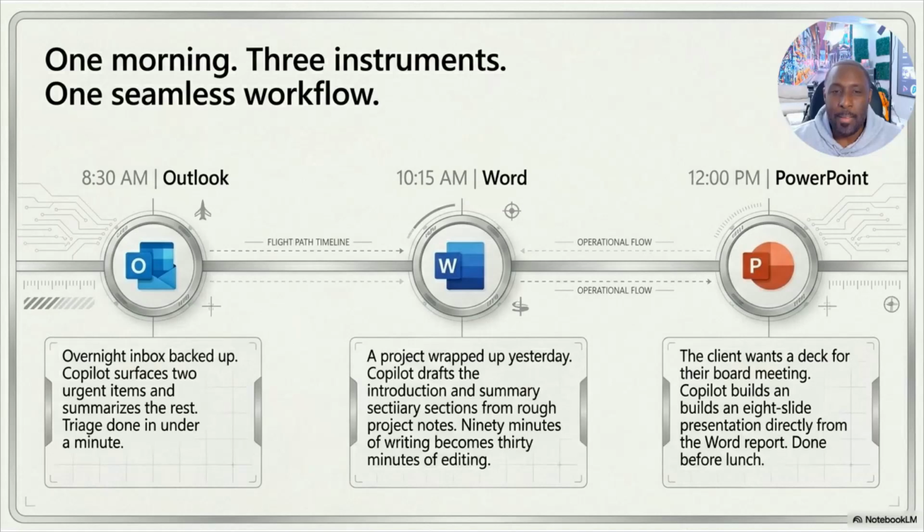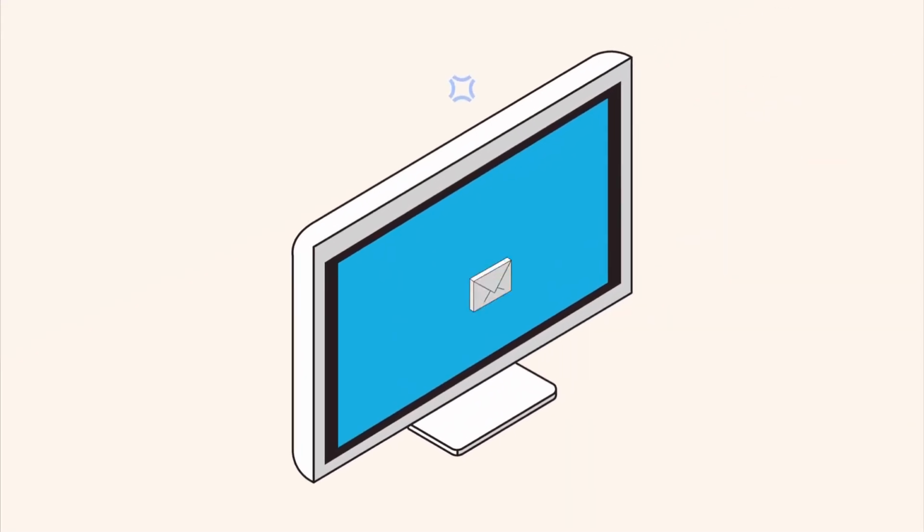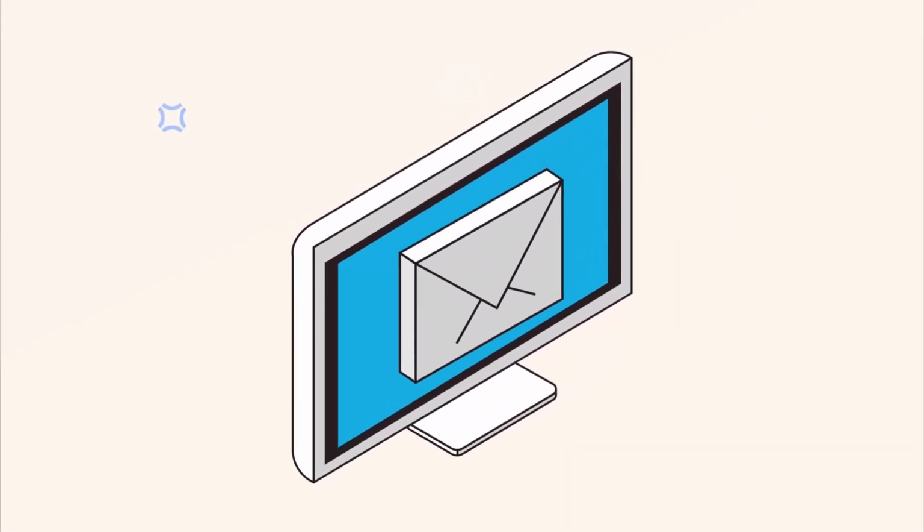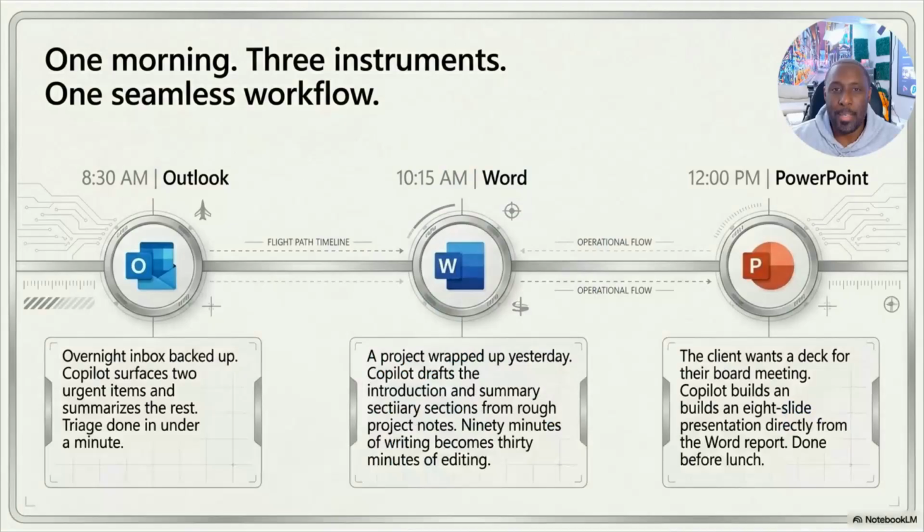One morning, 3 instruments, 1 seamless workflow. 8:30 a.m. Outlook. Overnight inbox backed up. Copilot surfaces 2 urgent items and summarizes the rest. Triage done in under a minute. 10:15 a.m. Word. A project wrapped up yesterday. Copilot drafts the introduction and summary sections from rough project notes. 90 minutes of writing becomes 30 minutes of editing.